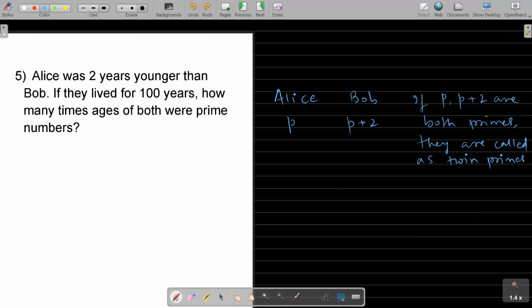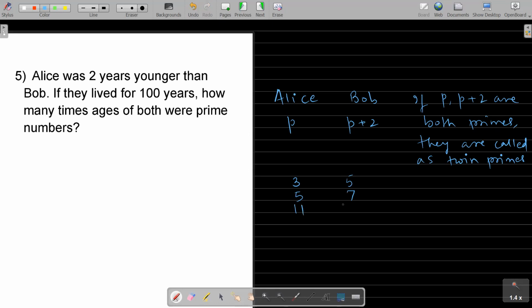We want cases up to 100, and all those primes are already available with you. I hope all of you have written them in your notebooks. So Alice and Alice plus 2, both numbers should be primes. The very first such pair is 3, 5. Then when Alice would be 5, Bob would be 7. So again, both are primes.